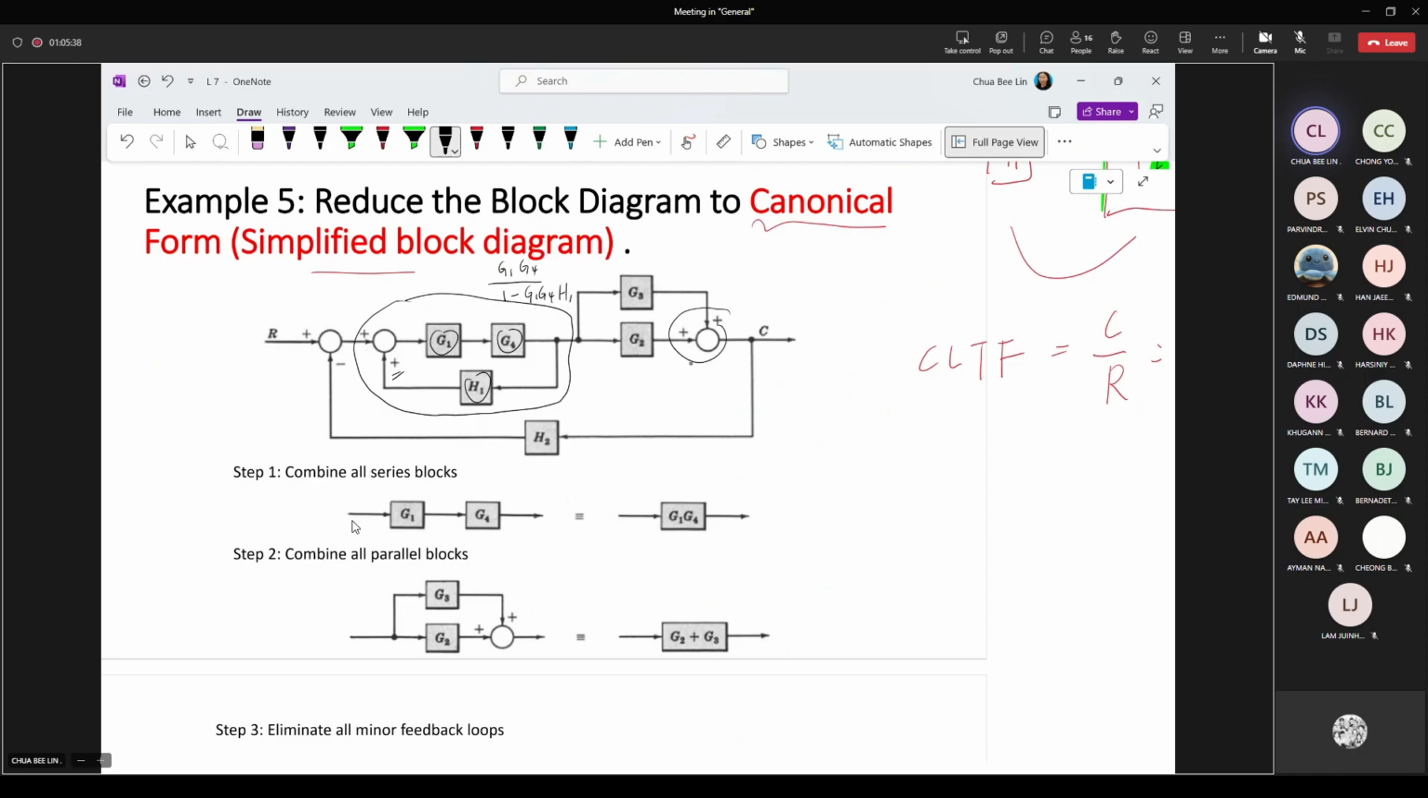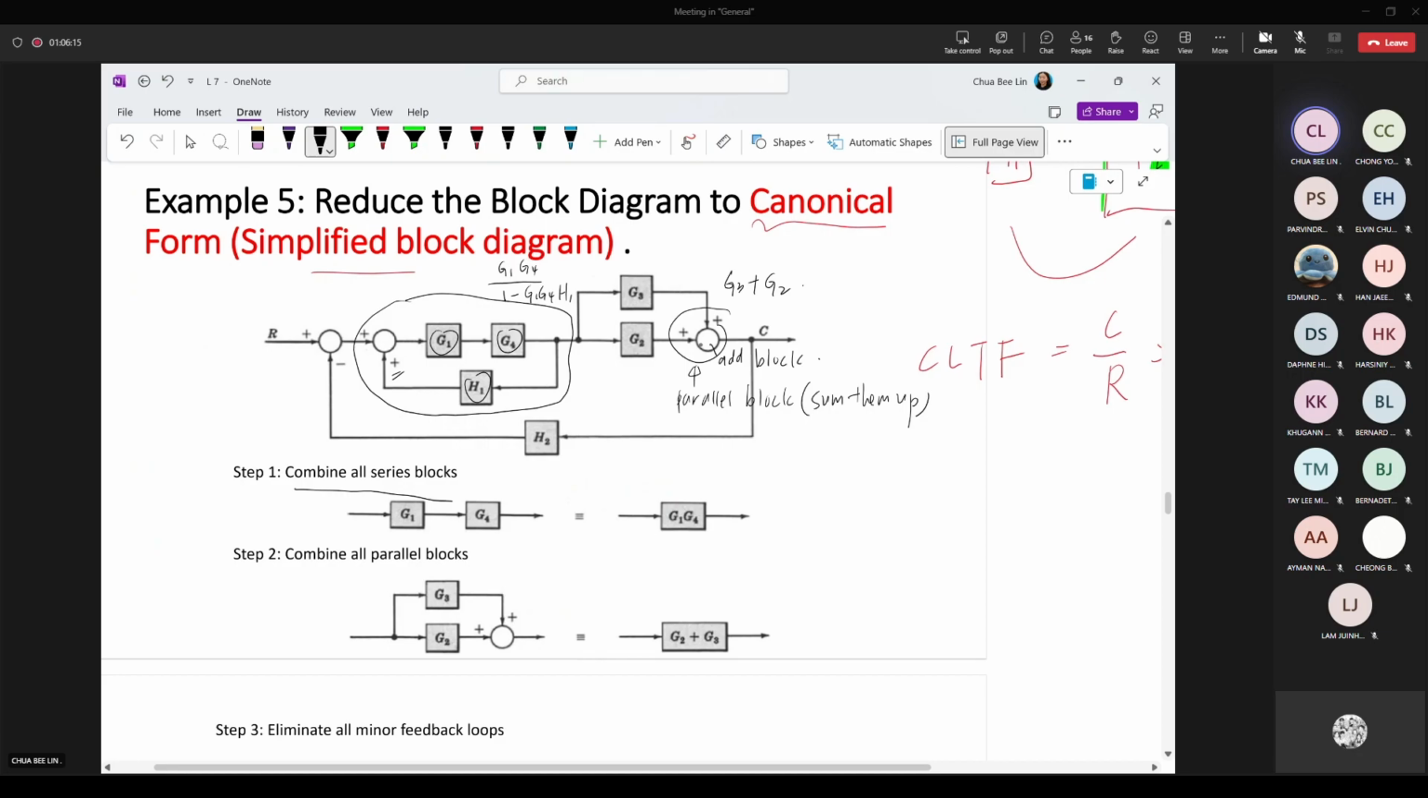Same goes to this, which we call the parallel. So this parallel block means sum them up. Sum them up. You'll be having G3 plus G2. Okay, so combine all the series. The first step, actually, if you can have this, you actually combine the series blocks already. So G1, G4 is their series block. Same goes to combine all the parallel blocks. So this one is parallel, you'll be having an add block.